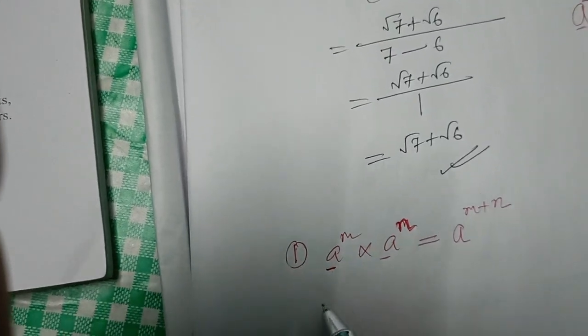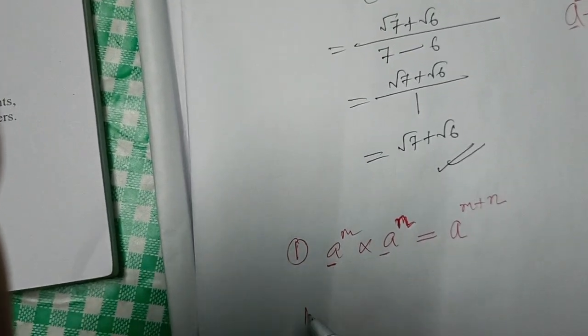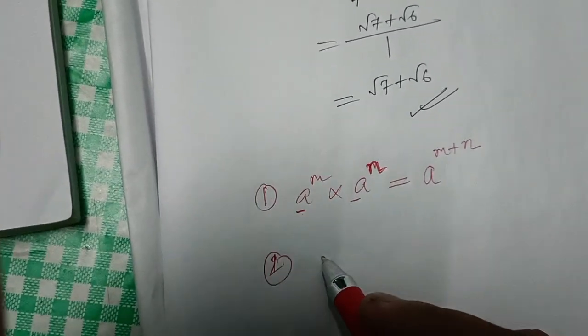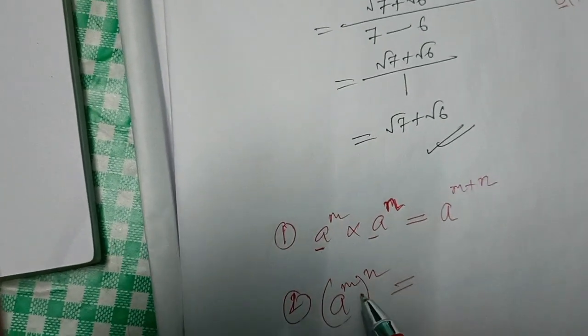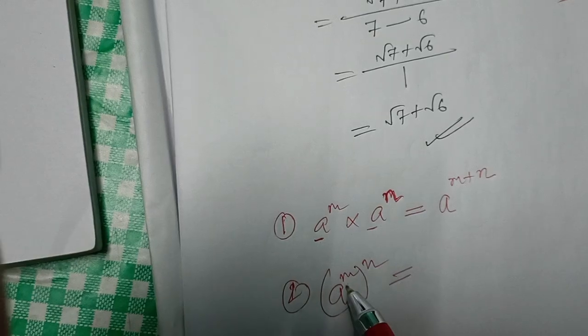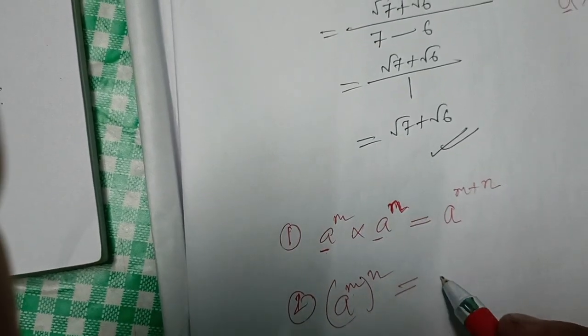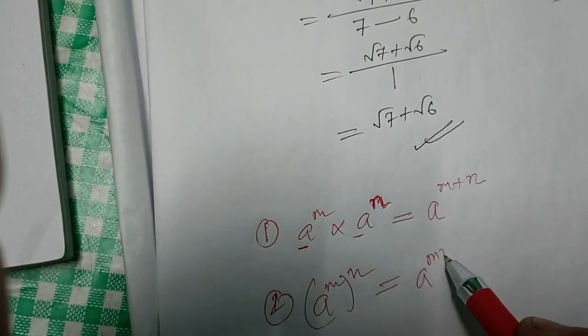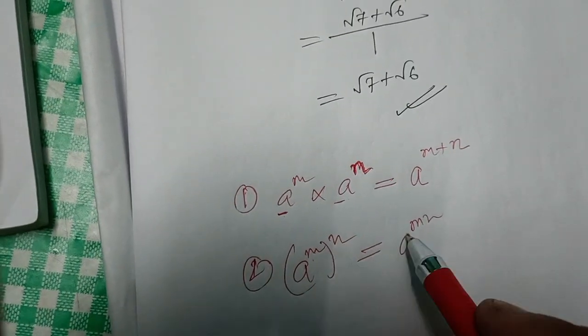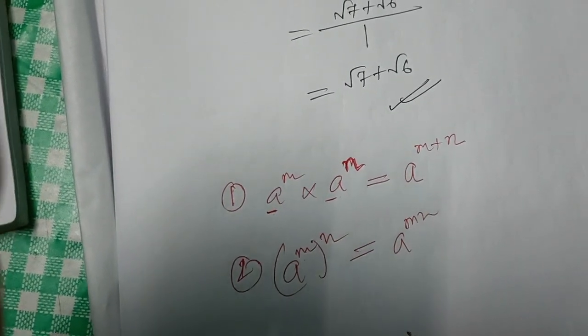The same way, suppose number 2, a to the power m whole to the power n. Then we multiply these powers: a to the power mn. This power m and n will multiply together, mn, and we write it like this.